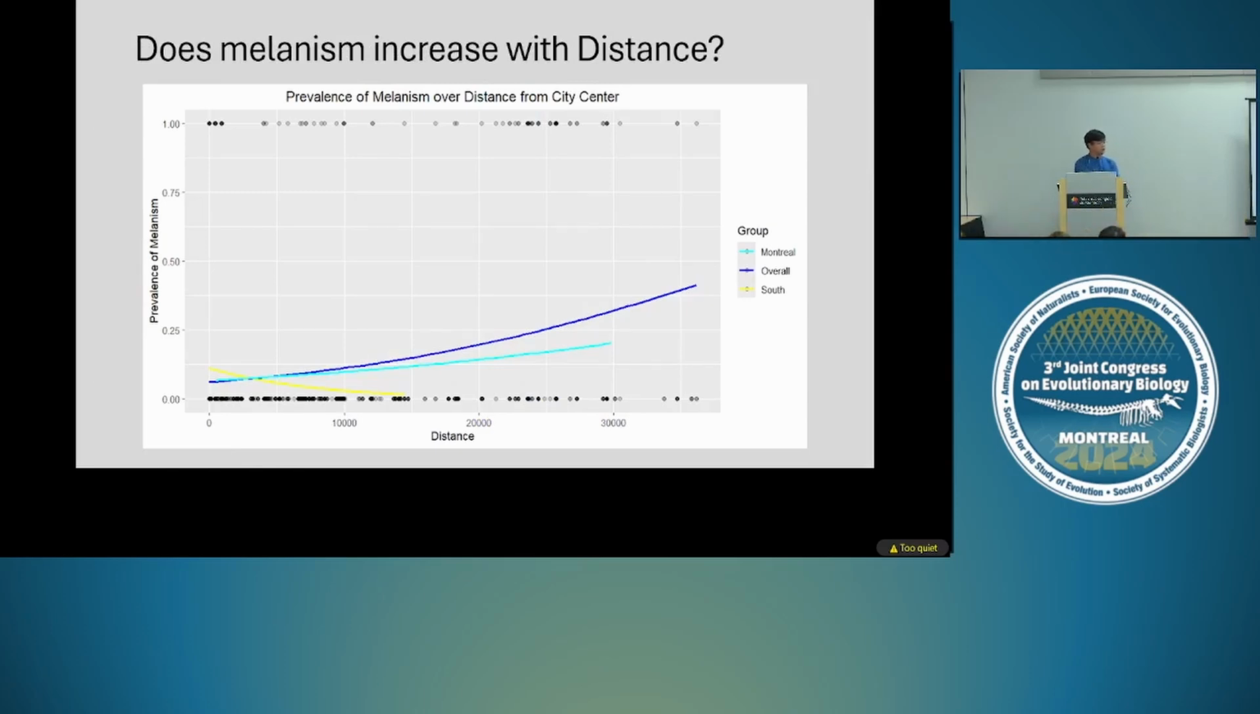And if we use distance from city center as a proxy for urbanization, we actually see that in Montreal, there is overall an increase in melanism as we get further from the city. But if we look at specific areas, for example, only looking at the island of Montreal, this effect is a lot weaker. Maybe possibly due to gene flow, who knows. And in some areas, like the South Shore, we basically see the opposite trend.